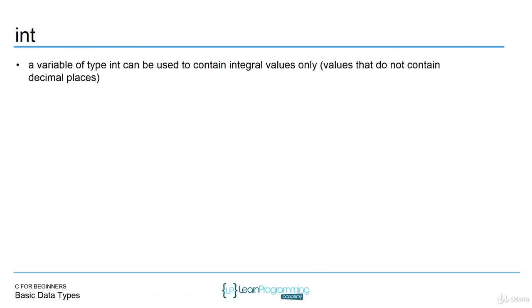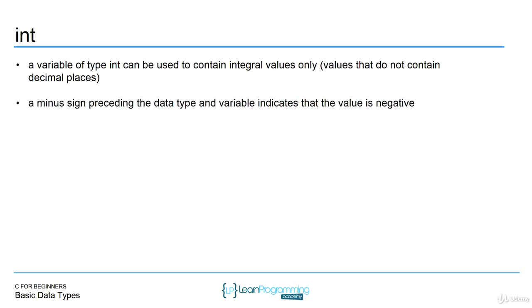So first, let's talk about the int. This is one of the most widely used data types. It's a data type that can store integral values, values that do not contain decimal places, whole numbers. You identify this data type when you create a variable int to store a number. You can also put a minus sign preceding the literal, and that indicates that the value is negative.